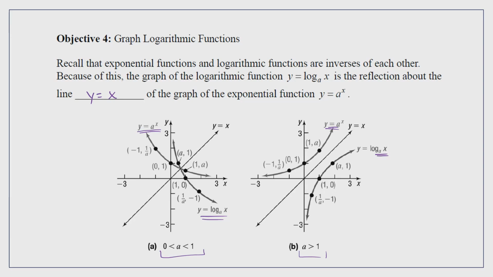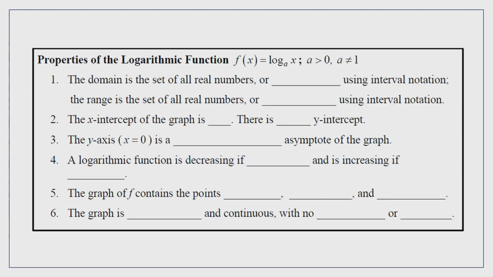reflected over the line y equals x. So looking at some properties of the logarithmic function, the domain is the set of all positive real numbers, or 0 to infinity using interval notation. The range is the set of all real numbers, or negative infinity to infinity using interval notation. The x-intercept of the graph is 1, and there is no y-intercept.